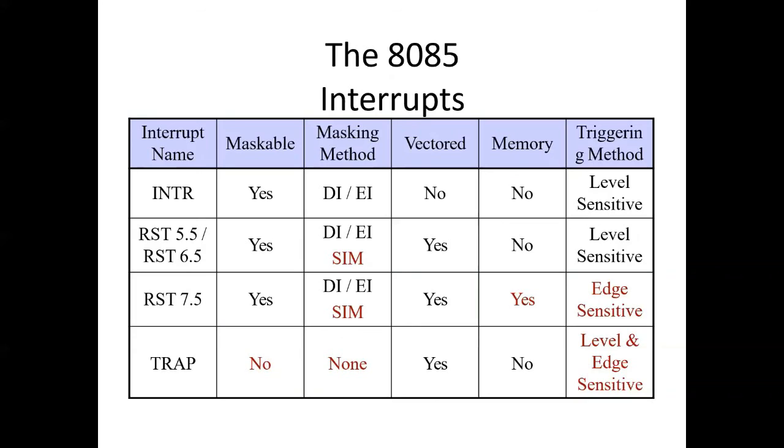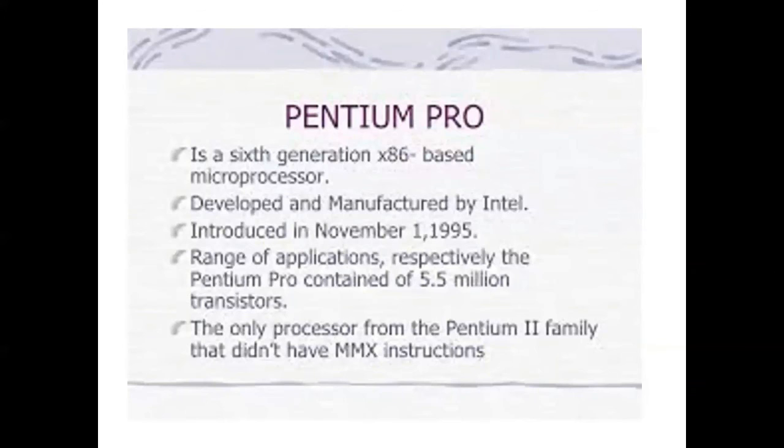RST 5.5 and 6.5 are maskable. They can be masked using EI, DI, and SIM instruction. They are vectored and level sensitive. RST 7.5 is again maskable using DI, EI, and SIM. This is also vectored. It uses memory and it is edge sensitive. Trap is non-maskable. It cannot be masked by any method. It is vectored and it is level and edge sensitive.